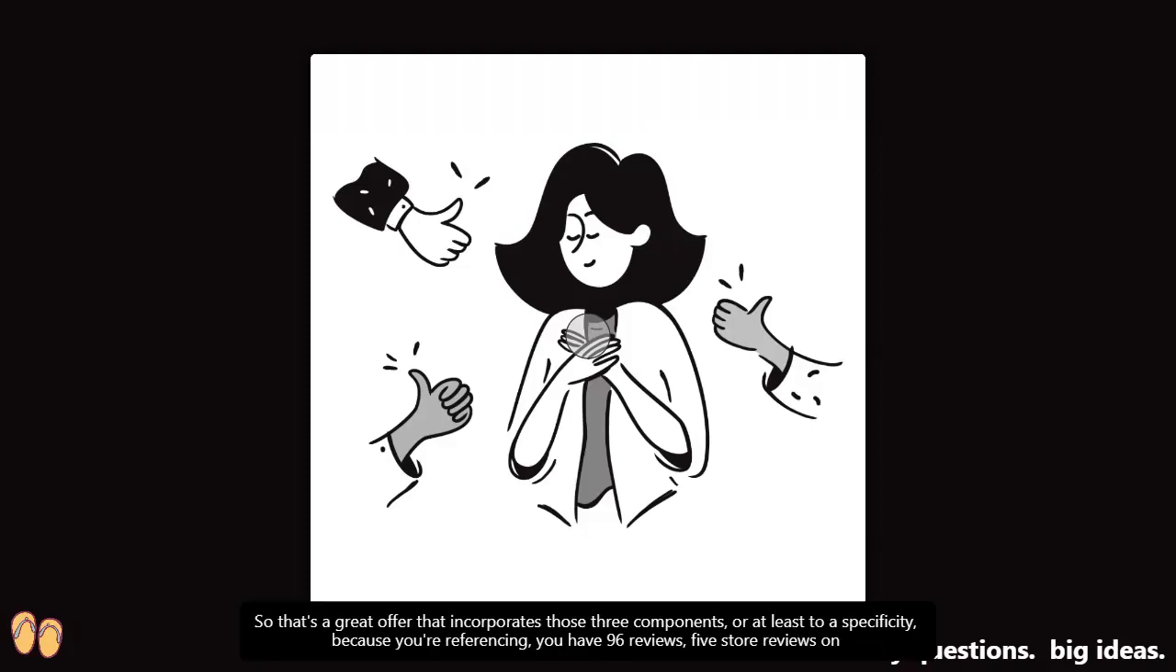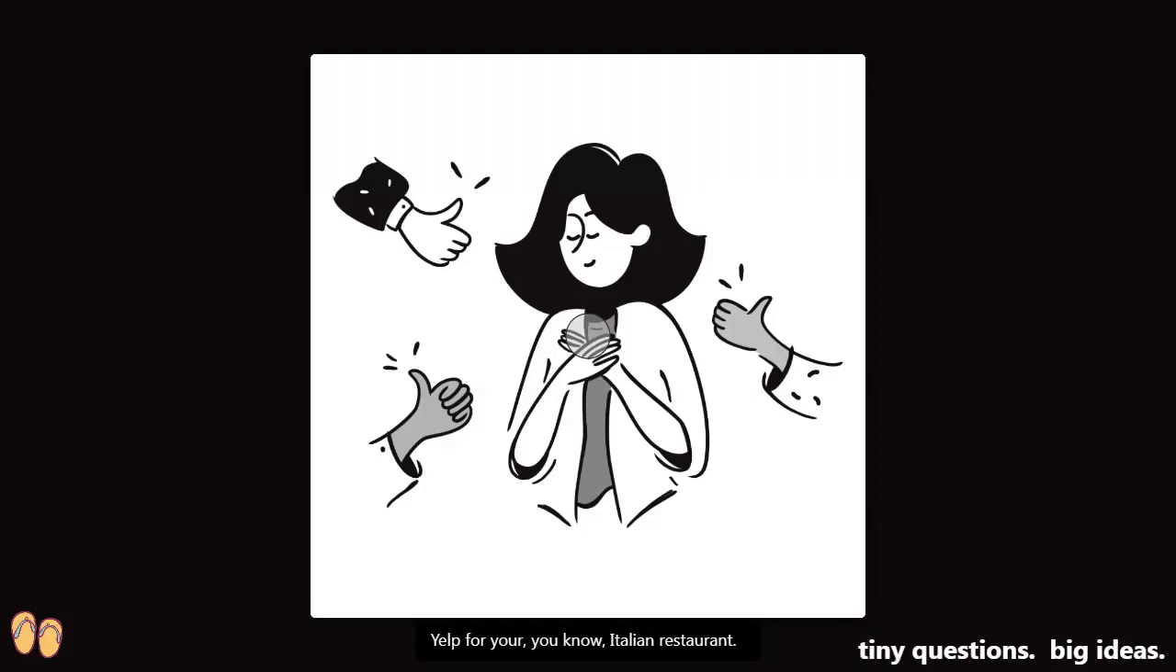So that's a great offer that incorporates those 3 components, or at least 2 of them. Specificity, because you're referencing that you have 96 5-star reviews on Yelp for your Italian restaurant. It references complimentary content. You're actually saying something nice about the book, the restaurant, the sushi, the dental work you had done, or that someone had done, etc. And then the succinctness, the shortness of it, is up to you to actually do on your own.